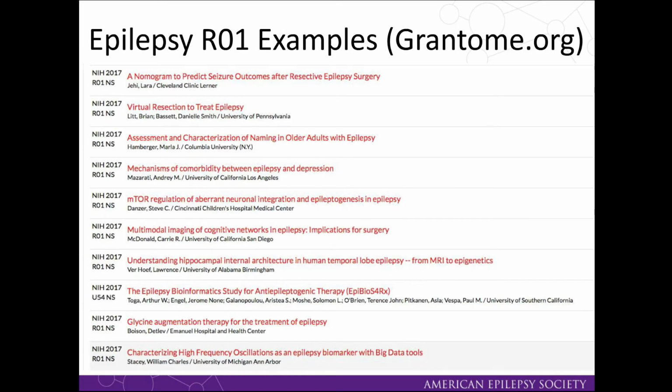So this is going back to this idea of looking at funded research as a way to come up with ideas. On Grantome.org, you can put in different keywords, and it'll show you what's been funded. So here, for example, is a bunch of R01 grants with the word epilepsy in the title, and you can then see who got funded and what was their idea.